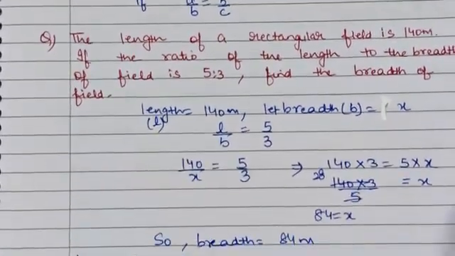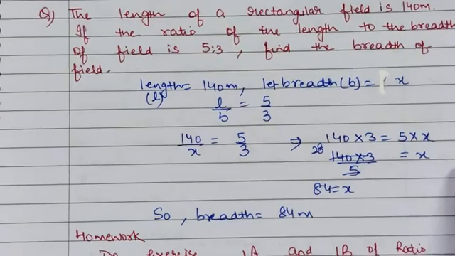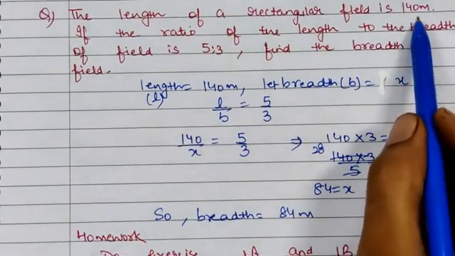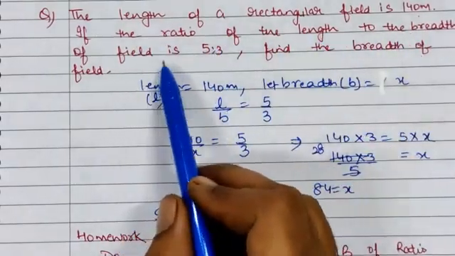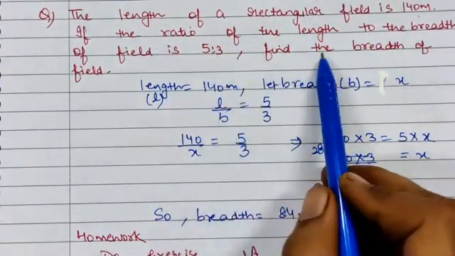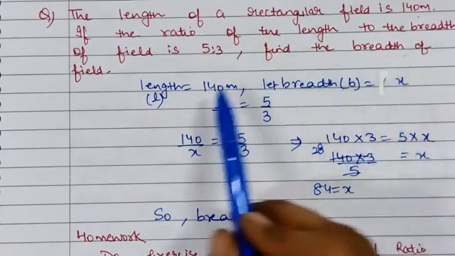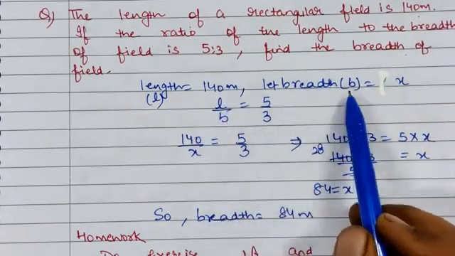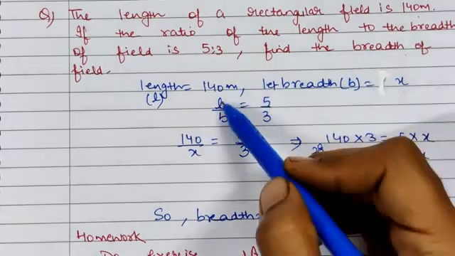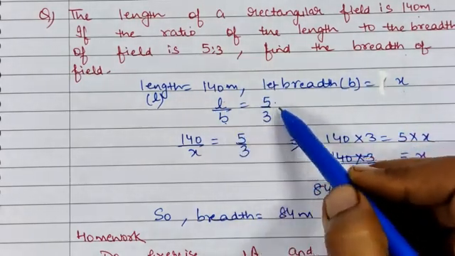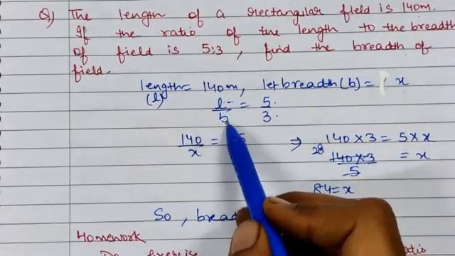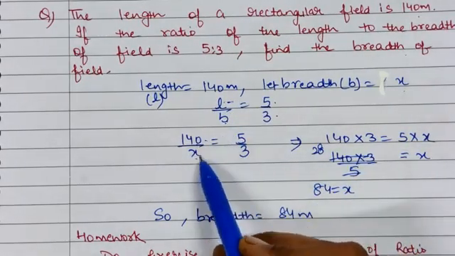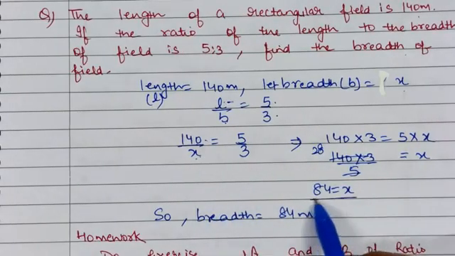Next question is, the length of a rectangular field is 140 meter. If the ratio of the length to the breadth of the field is 5:3, what will be the breadth of the field? Length is 140 meter, breadth is x. Now length upon breadth ratio is 5/3. Length is 140, breadth is x. Do the cross multiplication, x will be 84 meter.